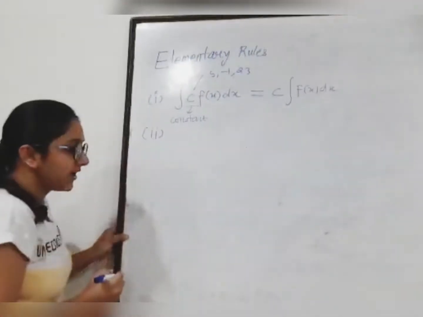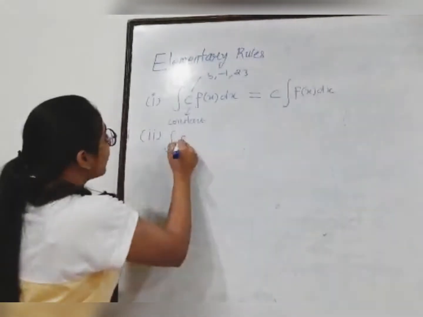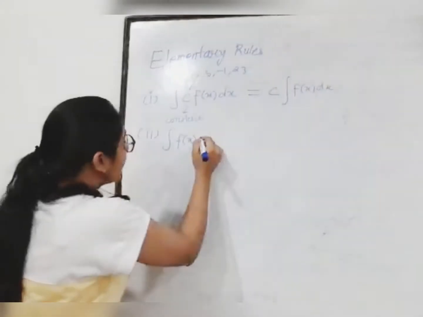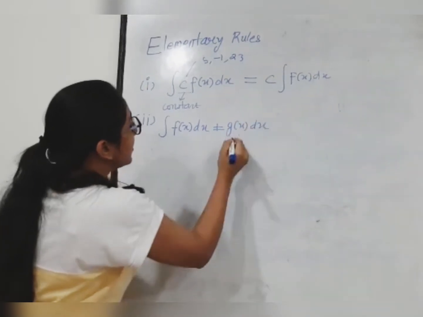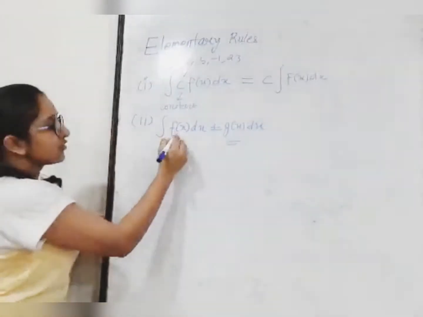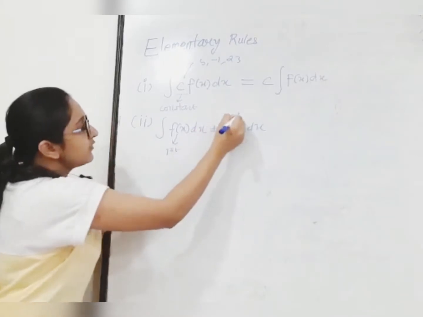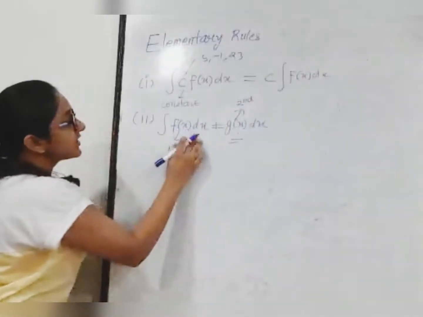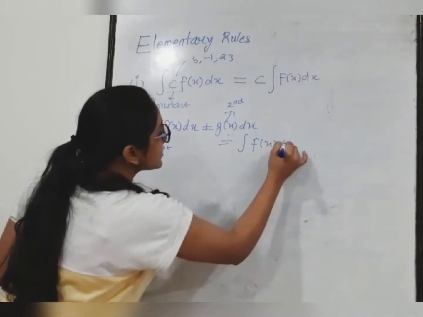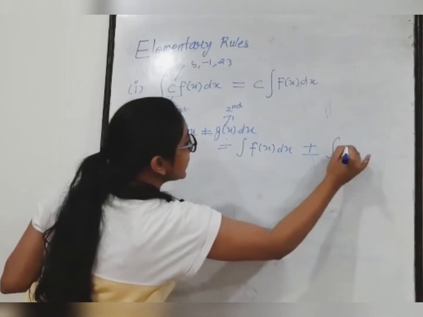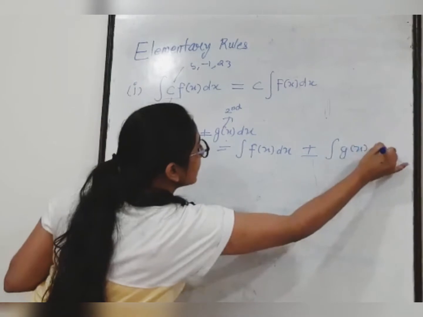The second elementary rule is integration of f of x plus minus g of x dx. Now, since there are 2 functions, the first function is f of x and the second function is g of x, you can split both of the functions: integration of f of x dx plus or minus integration of g of x dx.